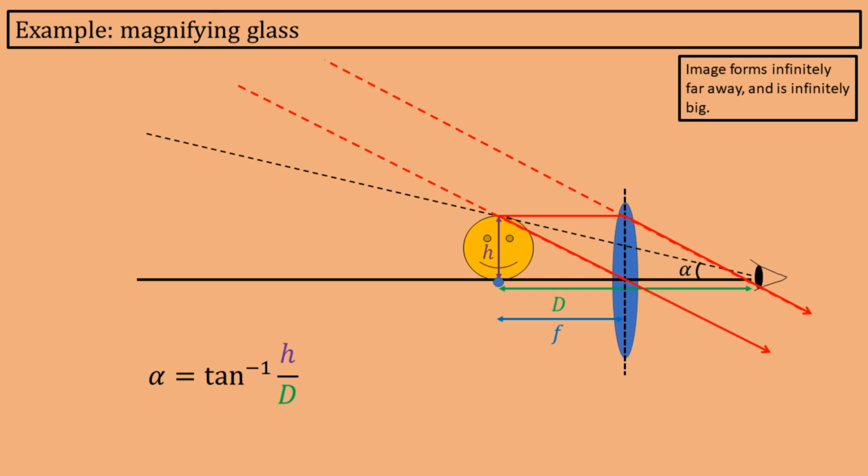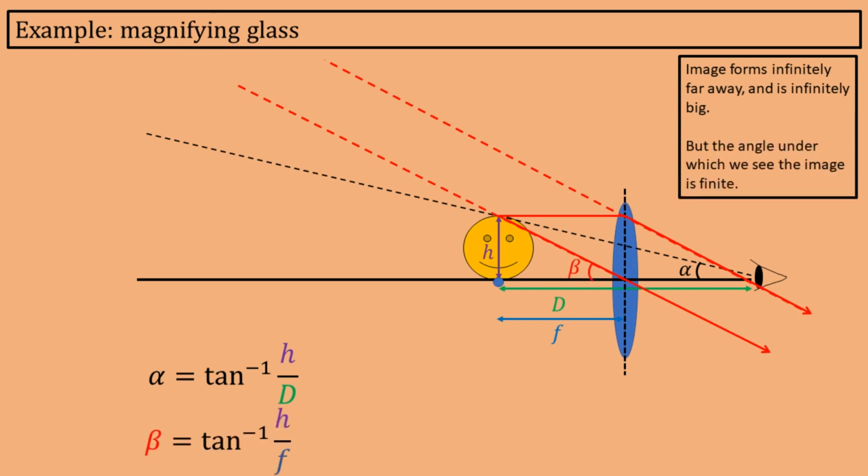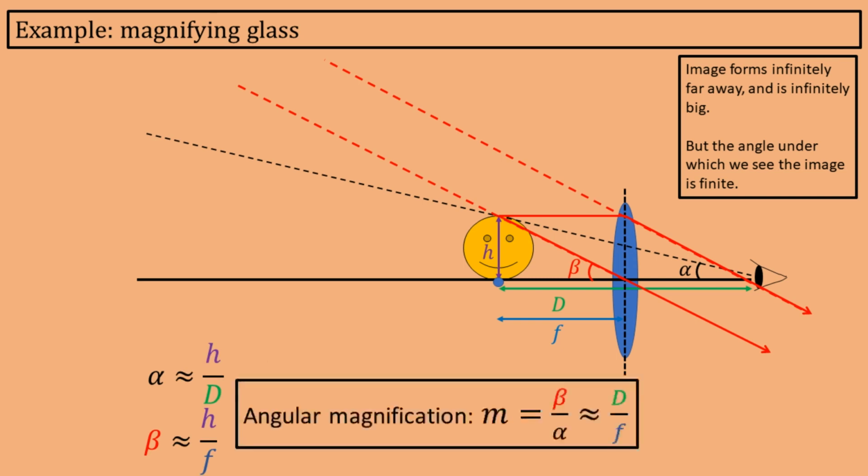Rather, to calculate the angular magnification, we look at the angle of the virtual rays that go through the top of the object. This angle is given by beta, which is equal to the arctangent of h over f, where f is the focal length. By applying the paraxial approximation and dividing the angular sizes, we find that the angular magnification of the magnifying glass is d over f, where d is conventionally chosen to be 25 centimeters.